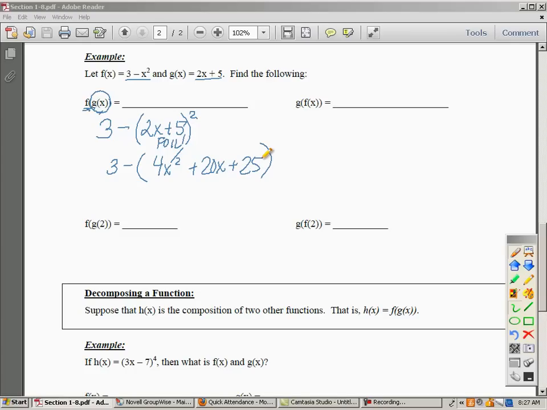Okay, now because I'm subtracting that entire quantity, I'm going to distribute the negative, and then I'm going to combine whatever like terms I can get. Your answer ends up being negative 4x squared minus 20x, and then I'll end up having a negative 25 plus a 3, which is negative 22.